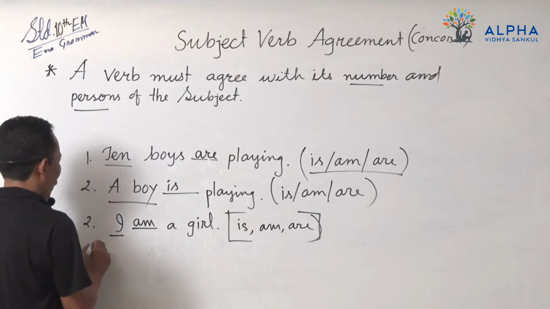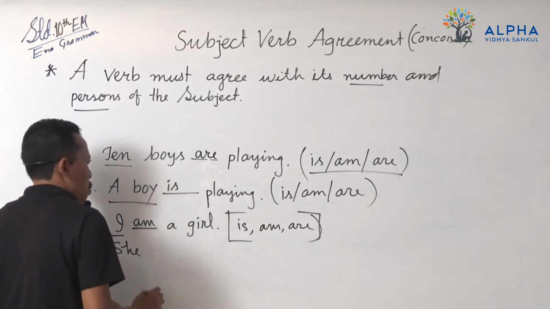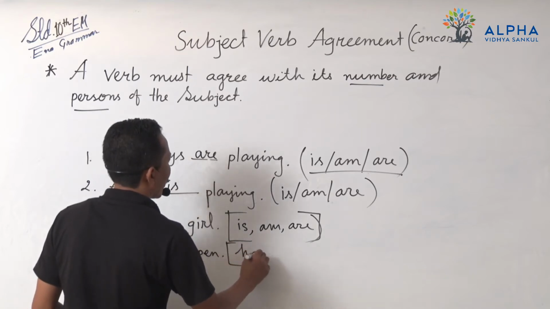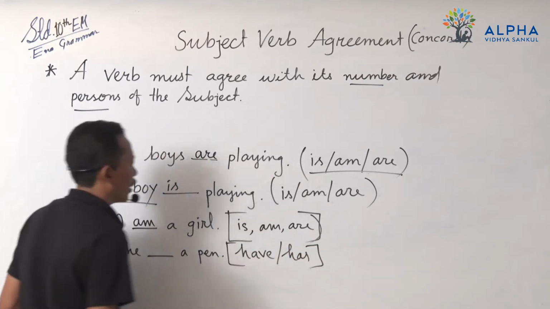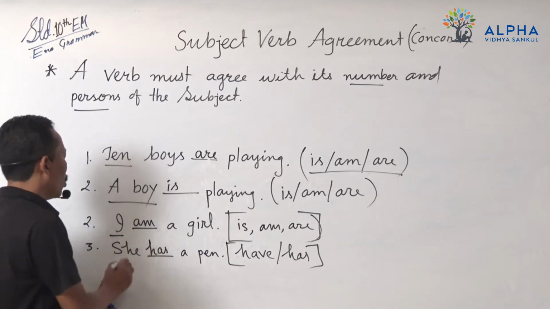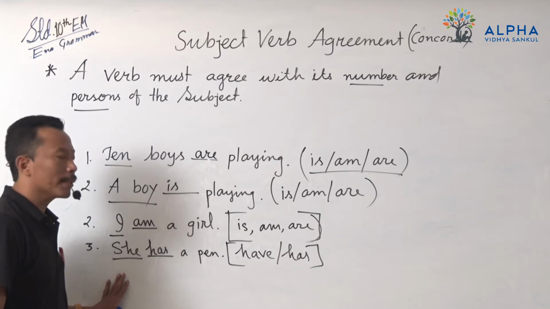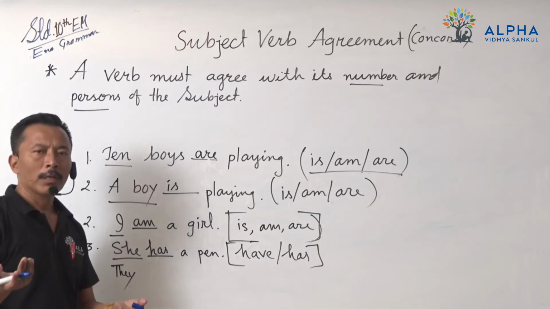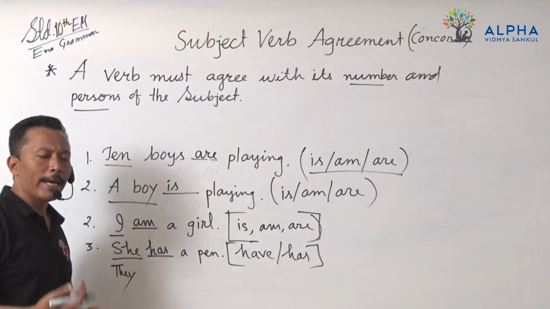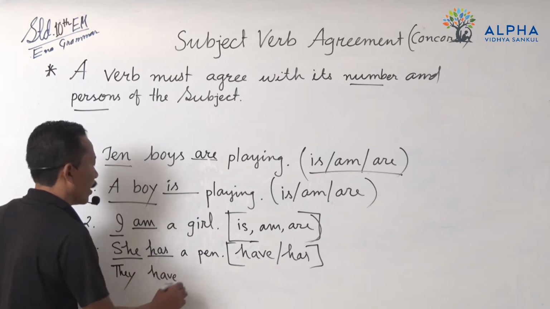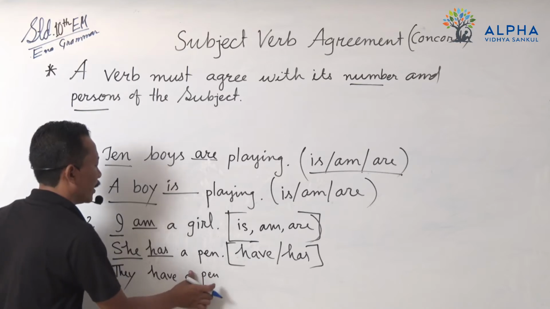If this is, here you see, she have or has. Which one is right? She have a pen or she has a pen? We have to say she has a pen, because this is the third person singular number. That is why we use has. Have is for the plural. If we say they or any plural nouns, plural nouns means boys, men, pens, schools, more than one, then we have to say they have a pen. Or you can say they have many pens.